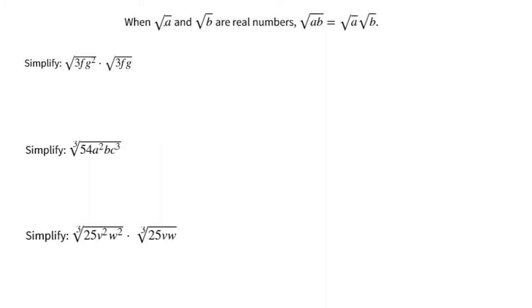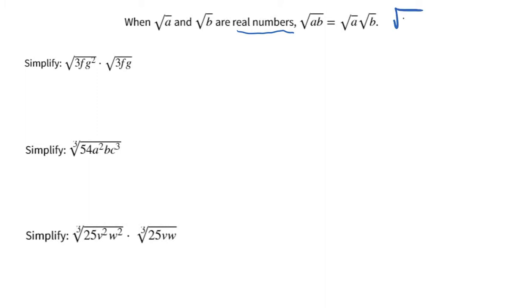Here's a key. When the square roots of a and b are real numbers, they have to be real numbers, then this property holds. You can just basically multiply a times b, throw them both under a radical, or you can separate them if you want to. Okay, so for example, let me show you a real simple one.